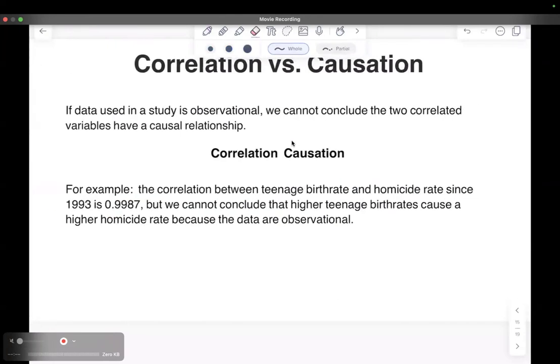Okay, so correlation versus causation. In an observational study, you can't conclude that if two things are correlated, one thing caused the other. You can only do that in experiments, where you are controlling the outcome. For example, the correlation between teenage birth rate and homicide rate since 1993 is 0.9987. However, you cannot conclude that higher teenage birth rates cause a higher homicide rate. That's observational data, and there are other variables being considered here.